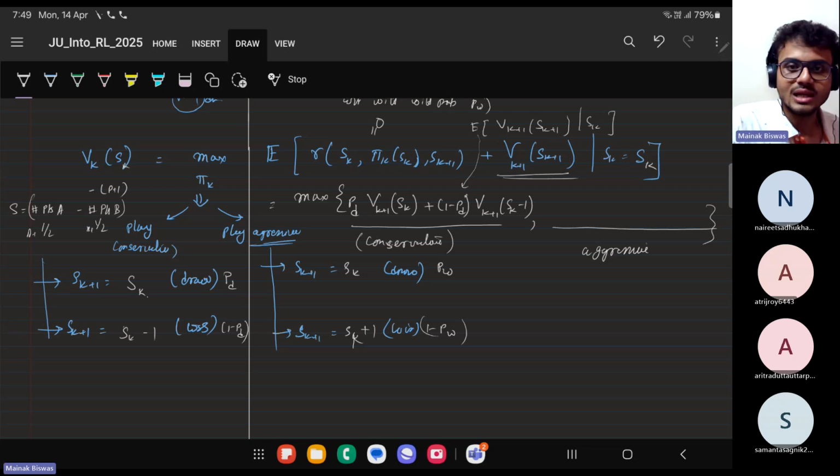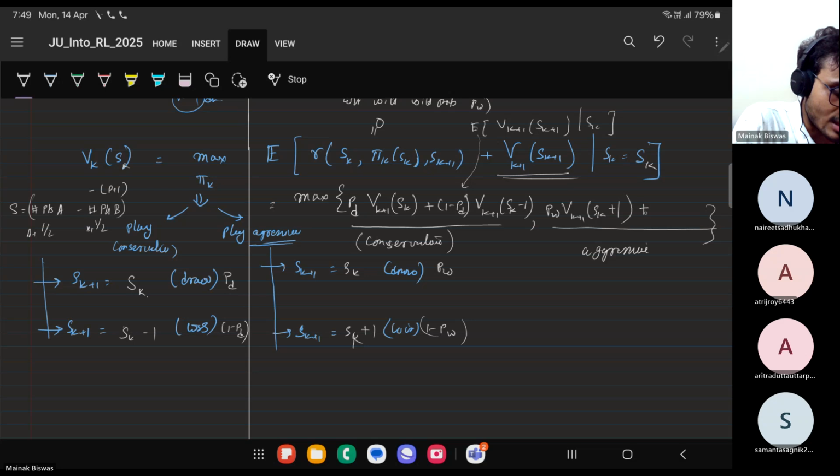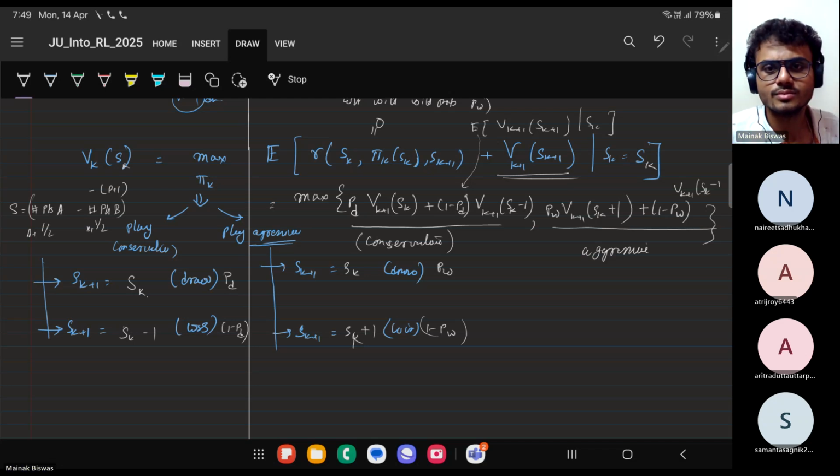If I play conservative, I'm writing on the left. If I play a winning strategy, I will get P of win times, tell me, V at K plus 1, SK plus 1, plus 1 minus PW times V at K plus 1, SK minus 1. Yes or no? Because you already told me, I wrote the same equation.